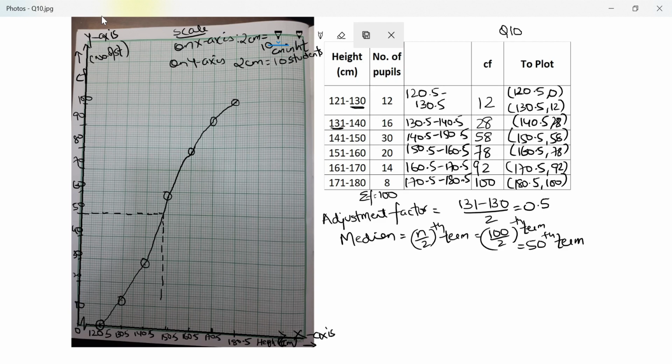Perfect. So this is where I reach. I started from the y-axis and I reached the x-axis. So this is 140.5 and this is 150.5. 10 small lines, which means each is 1. So this is the 8th line, which means this is 148.5. So this is basically my median, which is equal to 148.5 centimeter. Perfect. So this is my median.